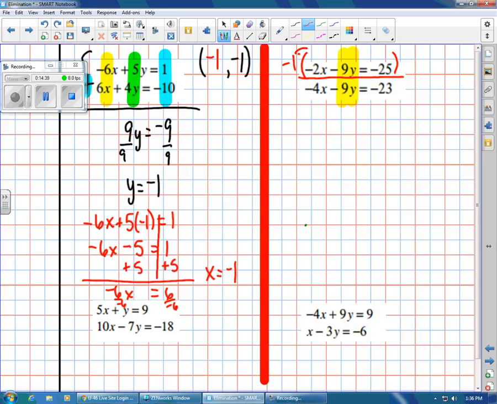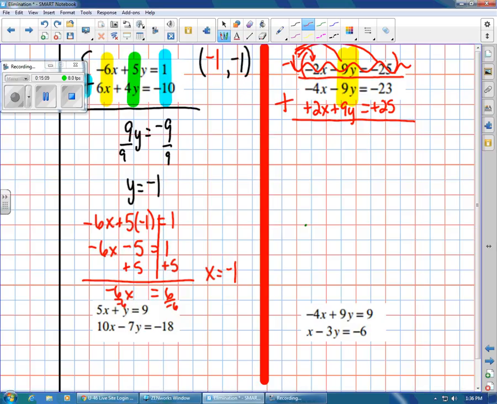So if I take negative 1 times a negative 2, I'm going to have a positive 2x. Negative 1 times a negative 9, I'm going to have a positive 9y. And negative 1 times a negative 25, I'll have a positive 25. So now I'm going to ignore the original equation. I've transformed it so that now I have some opposites. Now I can add them, and I'm going to eliminate my y.